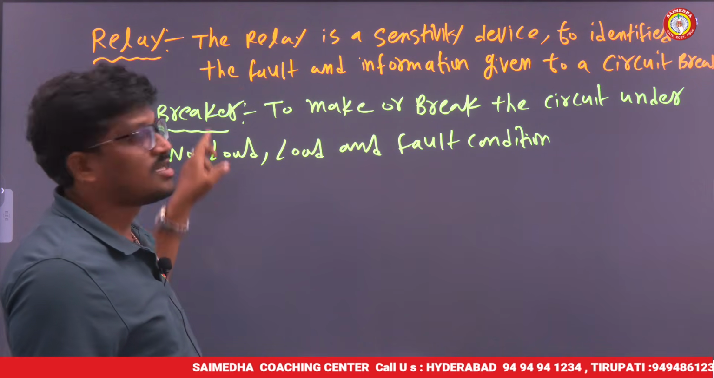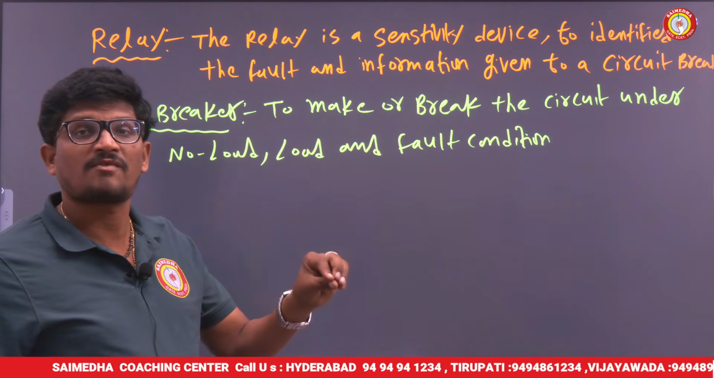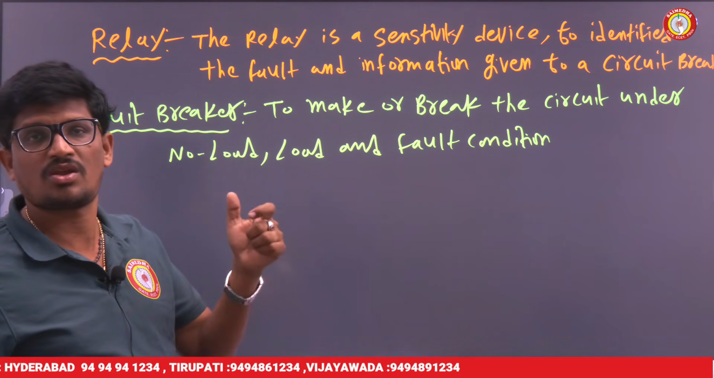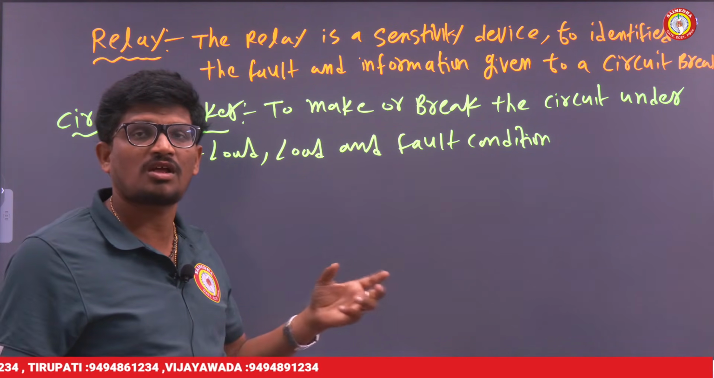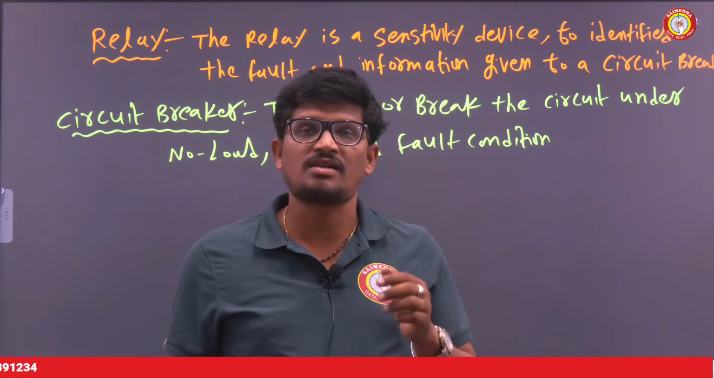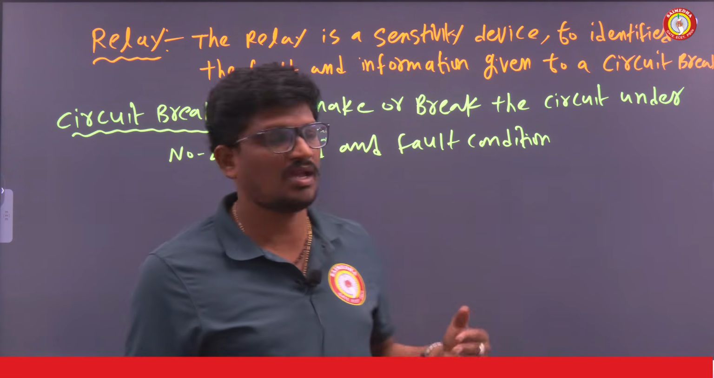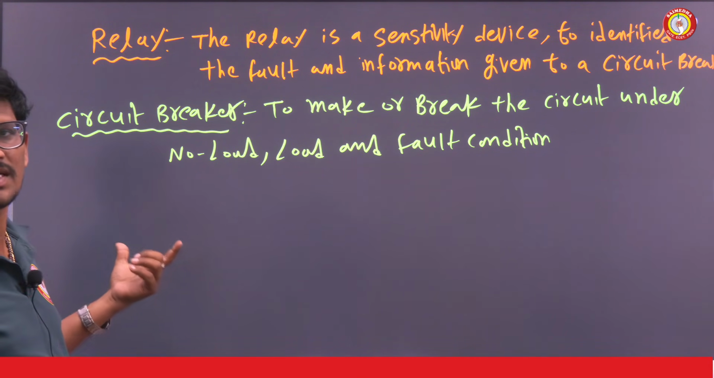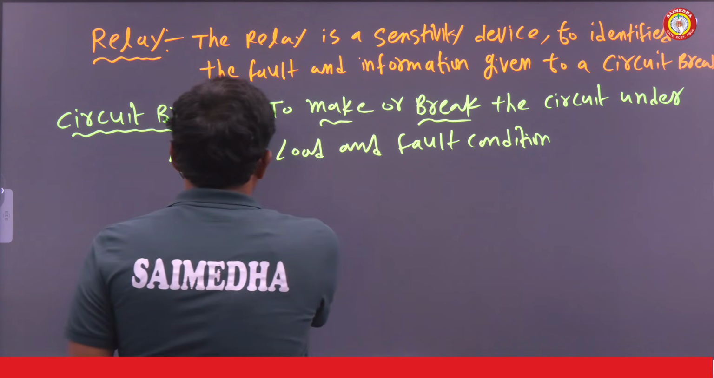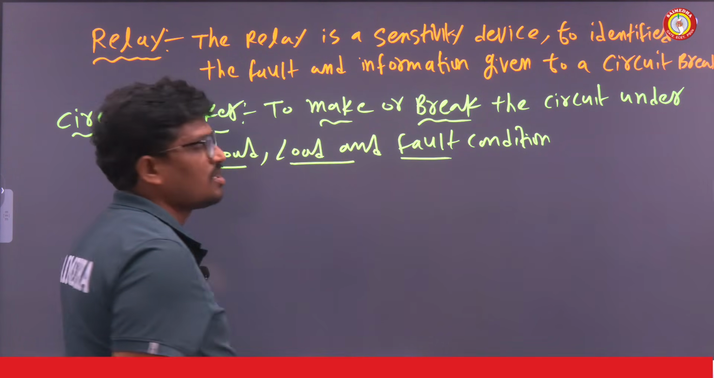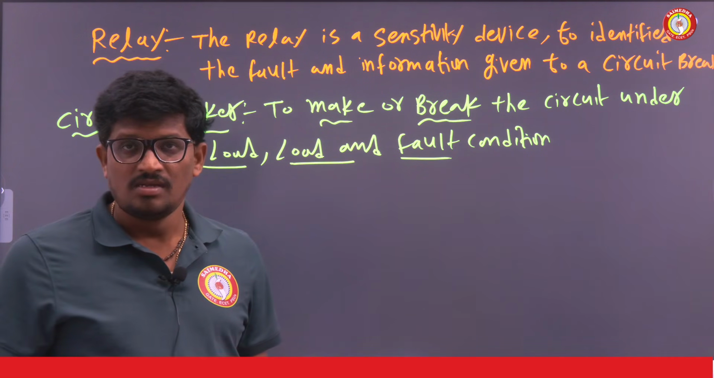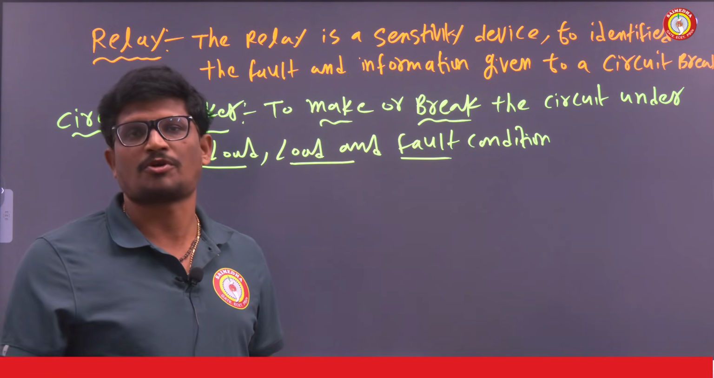But without a relay, the circuit breaker cannot eliminate the fault directly. With the help of the relay only, the circuit breaker can eliminate the fault. Sir, how is it possible? How is the information given to the circuit breaker by our relay? We will discuss that in upcoming classes. So the major function of the circuit breaker is to make or break the circuit under three conditions: load, no load, as well as faulty condition. This is the concept of circuit breaker. In the next video, we are going to discuss the remaining protective devices. Thank you.